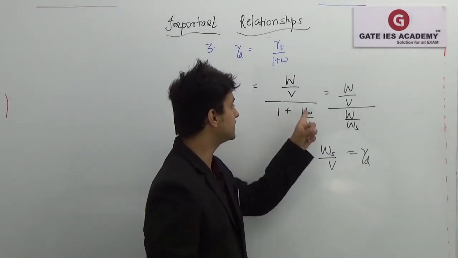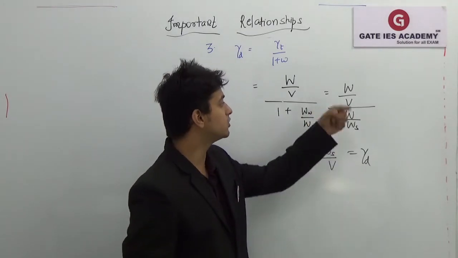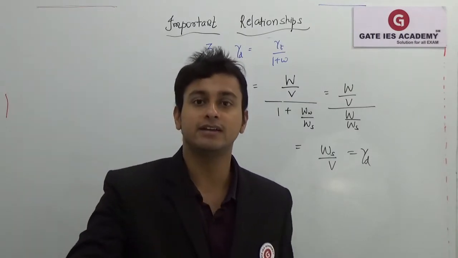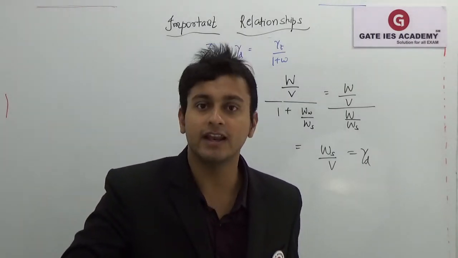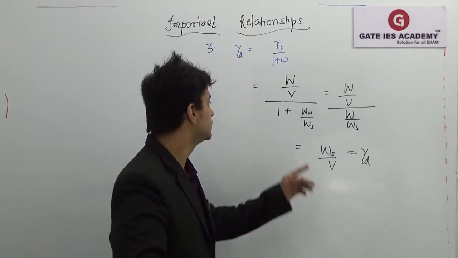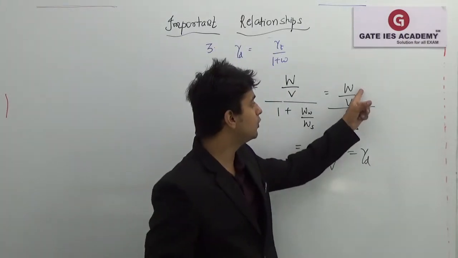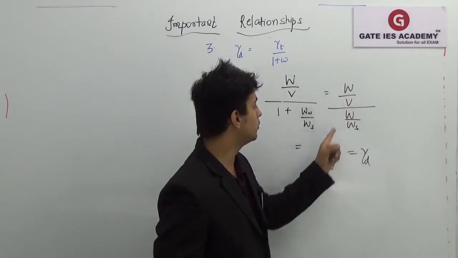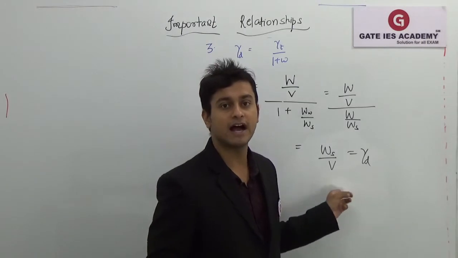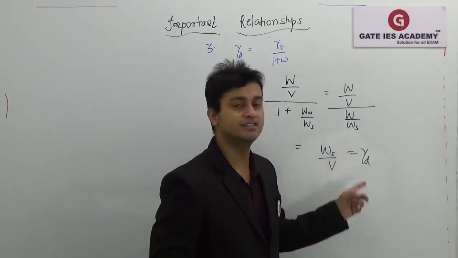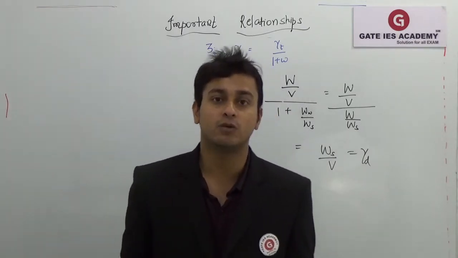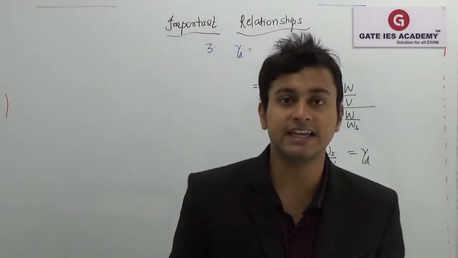So this will be Ws plus Ww, and Ws will also go up. So what is Ww plus Ws? Total weight, because weight of air is not there. So total weight will be equal to weight of solids plus weight of water. So what will you get? You will get W at the top, and this W and W will cancel. You will get Ws by V, which is nothing but equal to gamma d, dry unit weight. When we don't consider the weight of water, that is called the dry unit weight. Okay, very, very easy to understand.